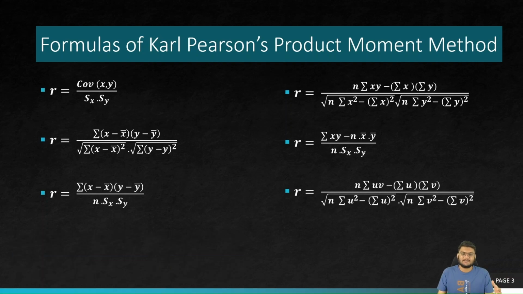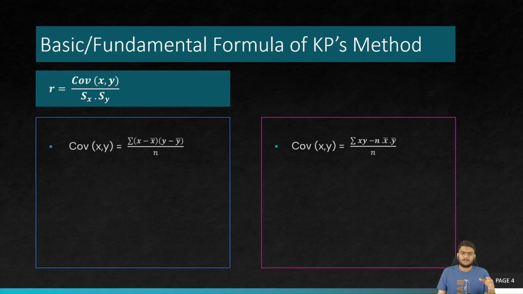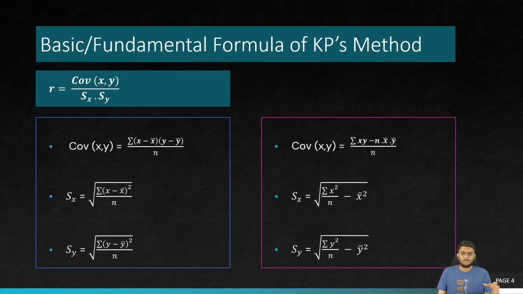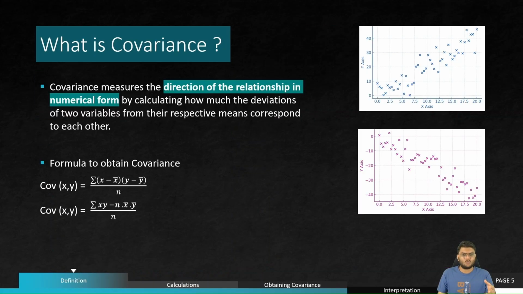The first formula is r is equal to covariance of xy divided by standard deviation of x multiplied by standard deviation of y. Now this formula is known as fundamental formula or basic formula of Karl Pearson's method. Covariance and standard deviation can be found using two different formulas. Note them down and let's learn about what is covariance.